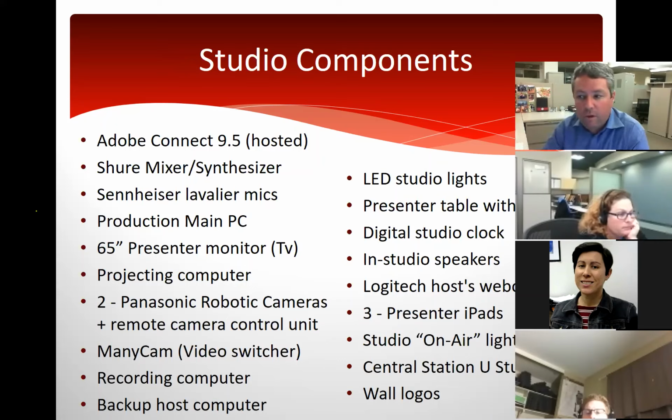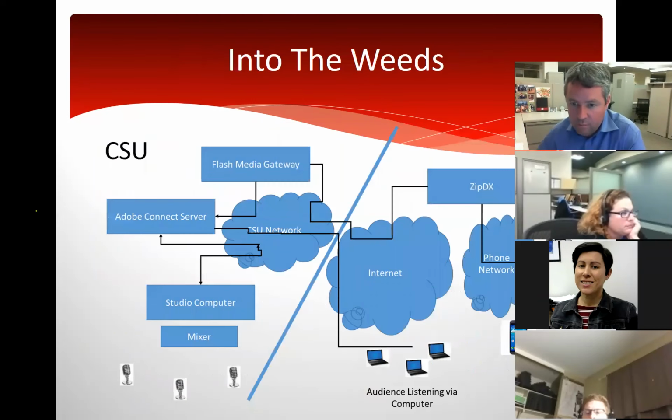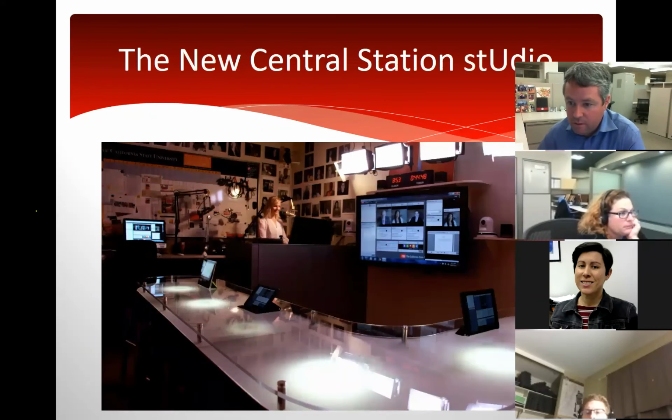We have the two Panasonic robotic cameras. Let me just go back because that's actually important. So let me go back. You see the camera right there. There are two little cameras next to the TV, one on the right and one on the left. Those are robotic cameras, and they can get different angles. There's a controller for that camera that the producer can move around.